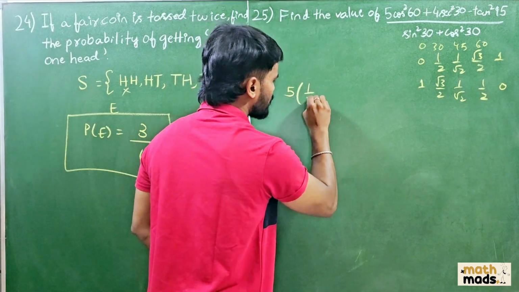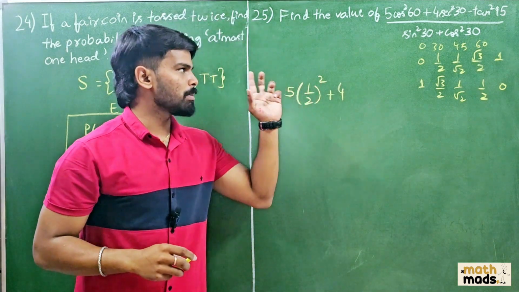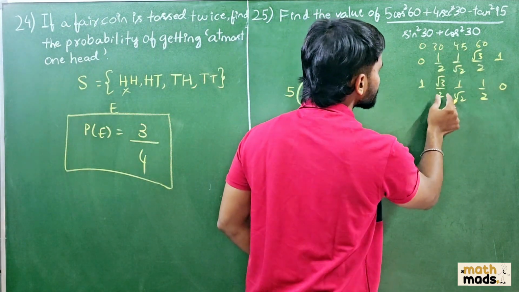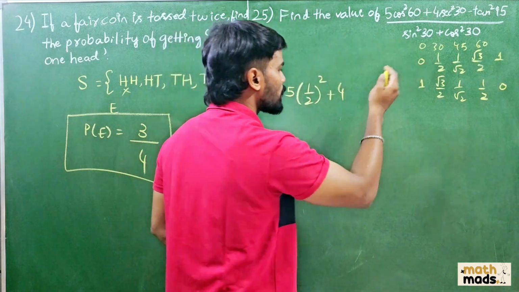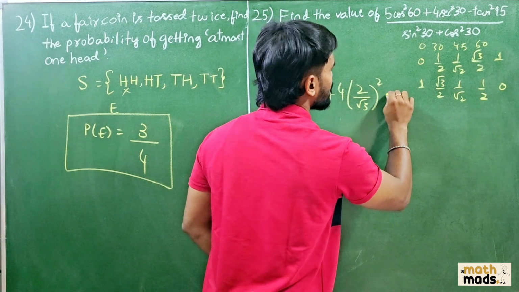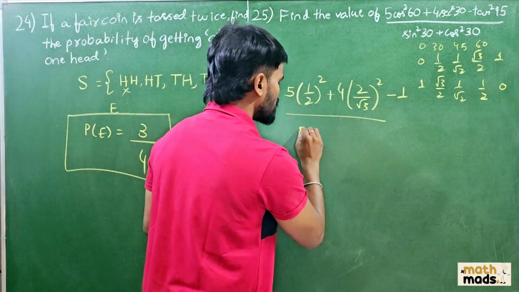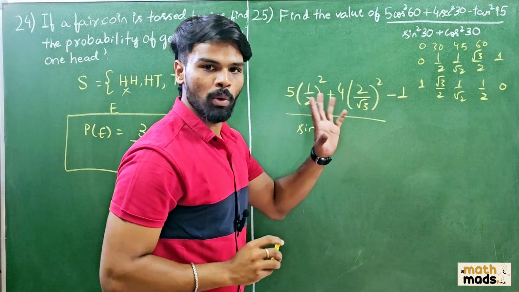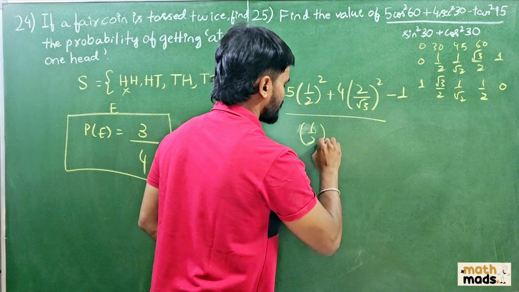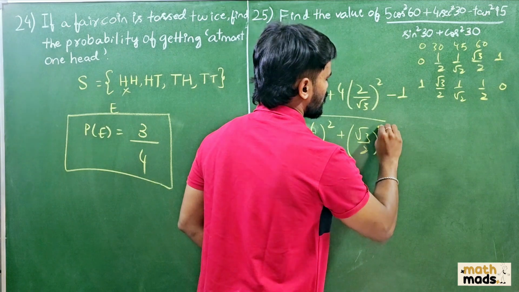So 5 into 1 by 2 whole square plus 4 into secant square 30. What is the relation between secant and cos? It is a reciprocal. So cos 30 is root 3 by 2. Secant square 30 is 2 by root 3 whole square. Okay, that is minus 1. Sin square 30 and cos square 30, just substitute it, but make sure that you know the denominator will become 1. Sin square 30 is 1 by 2 whole square plus cos square 30 is root 3 by 2 whole square.